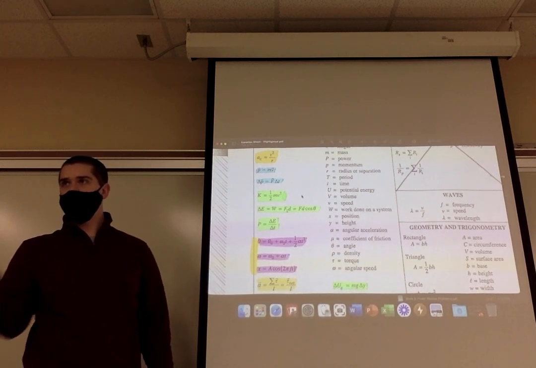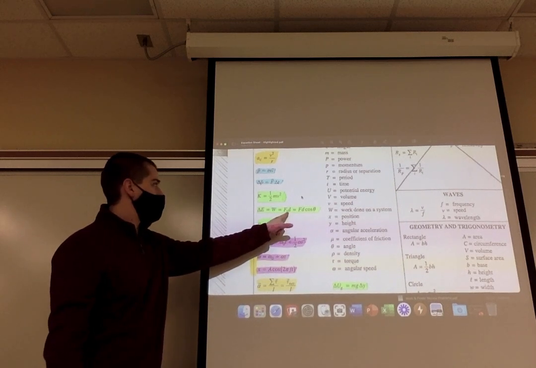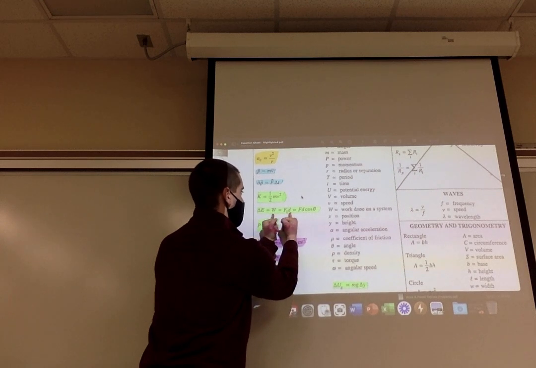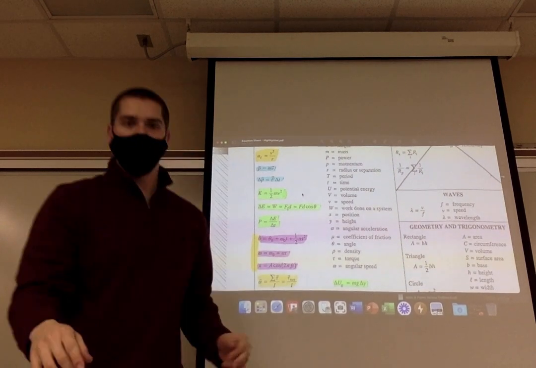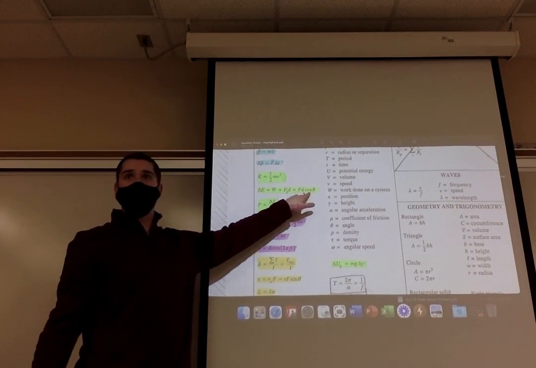Technically, I could have highlighted this section for... Actually, no, we talked about work and energy. Never mind. That's the definition of work. This equation: work is equal to the change of energy in a system.